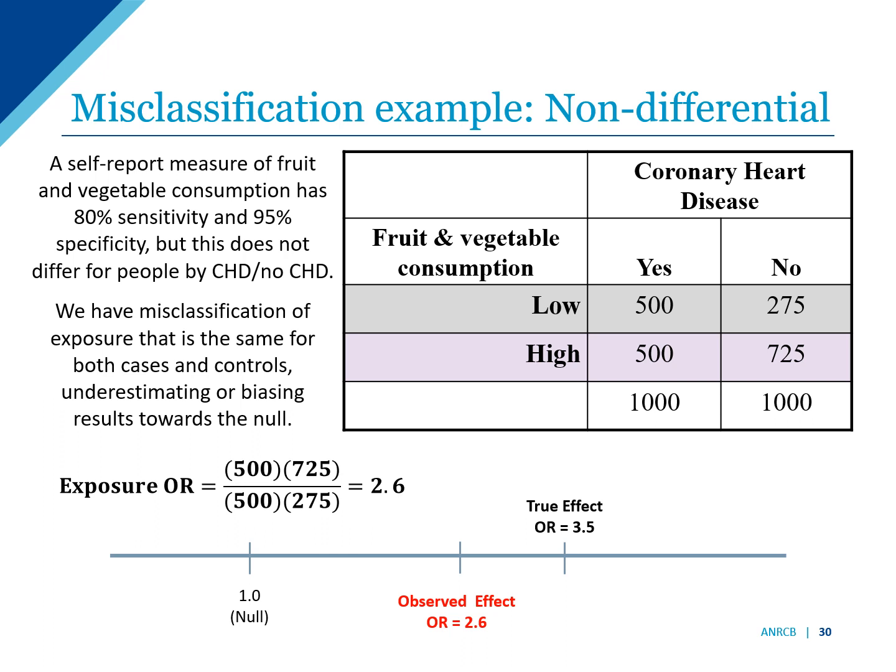Now imagine a self-report measure of fruit and vegetable consumption is being used in the study. It has 80% sensitivity and 95% specificity, but it doesn't differ whether people have coronary heart disease or don't. Then we're going to have misclassification of exposure that is the same for both cases and controls, which underestimates or biases our results towards the null. This is our random non-differential misclassification. And you can see that the observed effect here is less than the true effect and closer to the null.